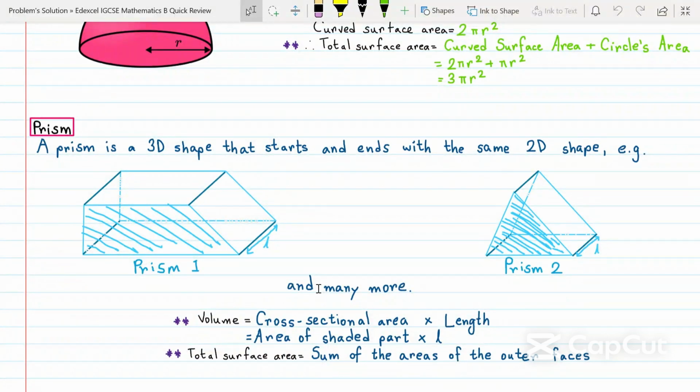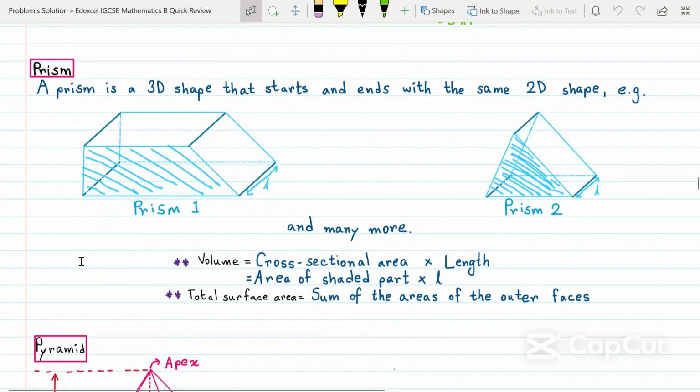No matter what the prism shape is, the volume of the prism always equals the cross-section area times the length. Here the cross section is the part I shaded, the area of the shaded part, times the length. Length is this one. And the total surface area of a prism is just the sum of the areas of the outer faces. So for this prism, you will add the areas of this, and this, and for this shape, this, and this. I hope you are getting me, guys.